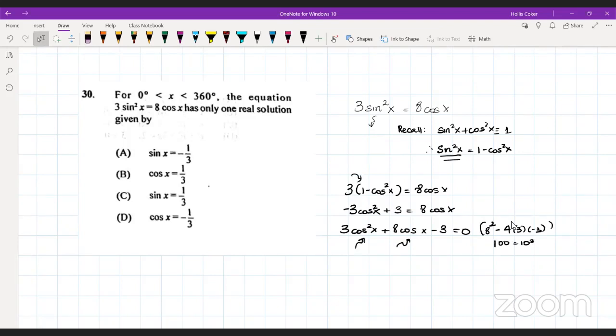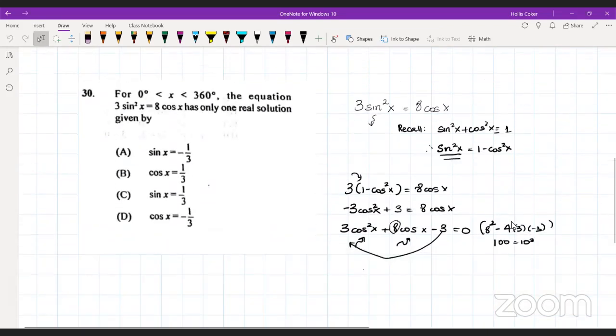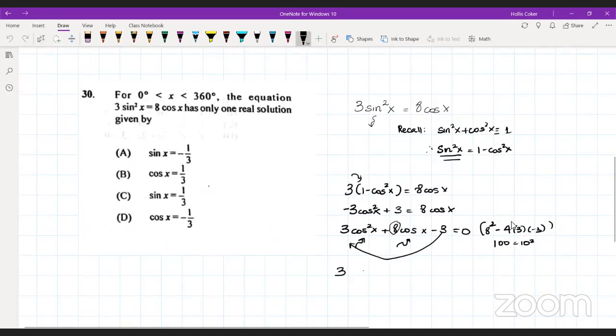So I take a and c and multiply them. I get minus 9, and I get the factors of 9. What are the factors of 9? 3 and 3, and 1 and 9. So I have to get 8, so I'll use 9 and minus 1. Okay, so that's actually 3 cos squared x plus 9 cos x minus 1 cos x. That's how I'm going to get the 8 cos x. Understood? Yes. Minus 3 is equal to 0.